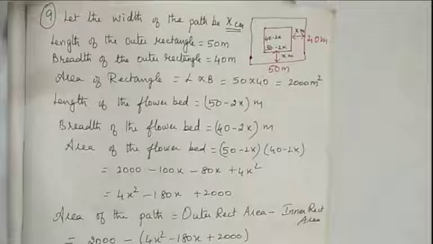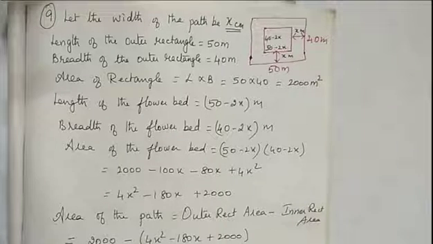The dimensions of a rectangular field are 50 meter by 40 meter. The flower bed is prepared inside the field, leaving a gravel path of uniform width all round the flower bed. The total cost of laying the flower bed and graveling the path at rupees 30 and rupees 20 per square meter respectively is rupees 52,000. Find the width of the gravel path.